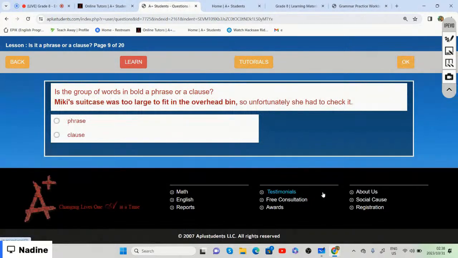And Mickey's suitcase was too large to fit in the overhead bin. So unfortunately, she had to check it. So, the words in bold, is it a phrase or a clause? Mickey's suitcase was too large to fit in the overhead bin. So unfortunately, she had to check it. I think we can say this is a clause.